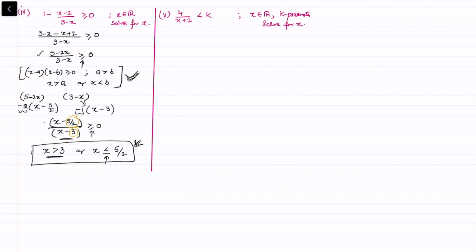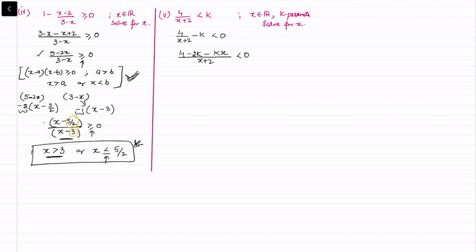I do not want to make so many cases. So what I will do is I will take 4/(x+2) minus k, because while taking the left hand side, you can add or subtract anything. The inequality sign does not change. Now take the LCM. When I take the LCM, I will get (4 - 2k - kx) divided by (x + 2), and this is negative.